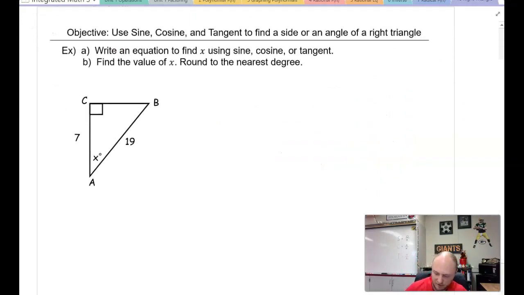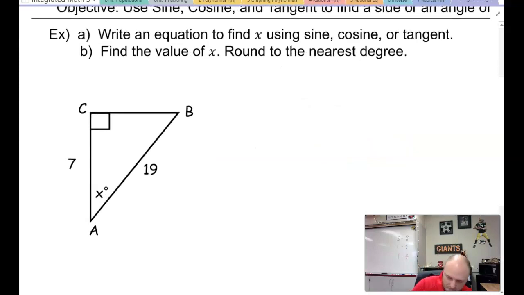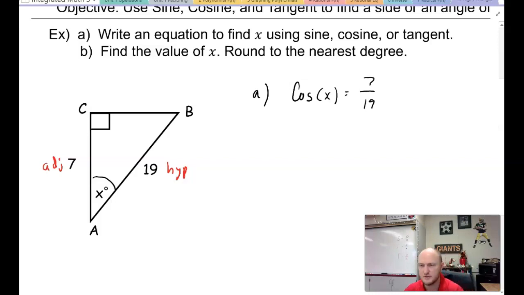All right, last example I got for you. Write an equation. Okay, here's x. I am given the side adjacent and the hypotenuse. So adjacent and hypotenuse, so cosine of x is equal to adjacent over hypotenuse. There we go.